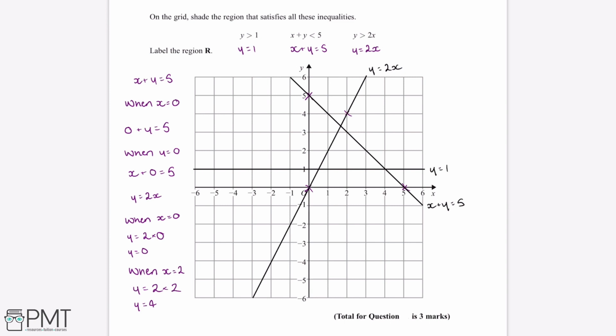Now the final inequality, y is greater than 2x. We can use the same process as before. So if we choose the point (1, 3), and we substitute these values in, this will give us 3 is greater than 2 multiplied by 1. So we can therefore work out that the region in which y is greater than 2x is this region over here. So because of this, the region which satisfies all of these inequalities is this region here. And we need to label this region, region R.